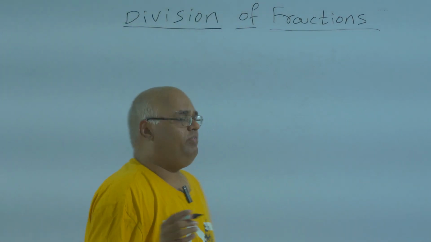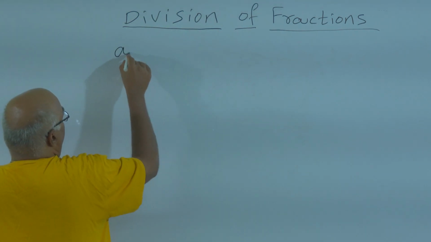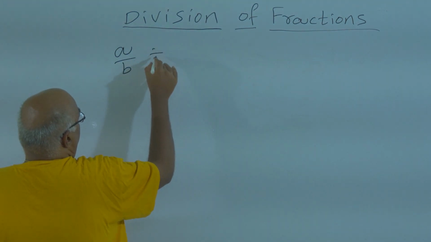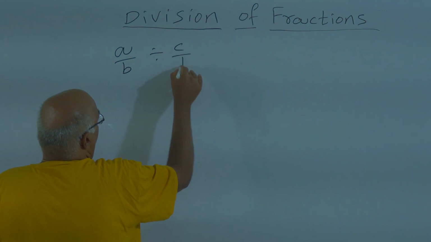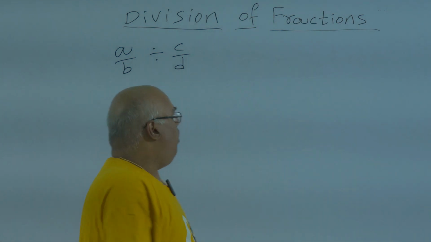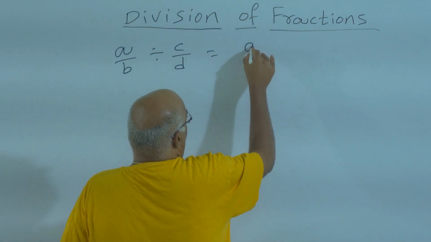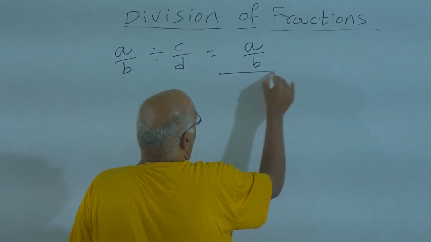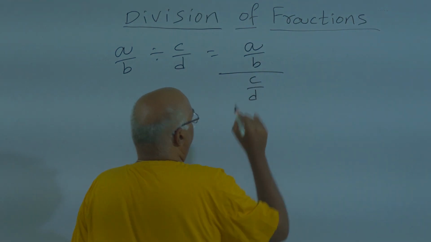For example, I will take two fractions. Say one fraction is a by b. It is divided by the fraction c by d. I want to divide the fraction a by b with c by d, or this can be written as a by b divided by c by d.